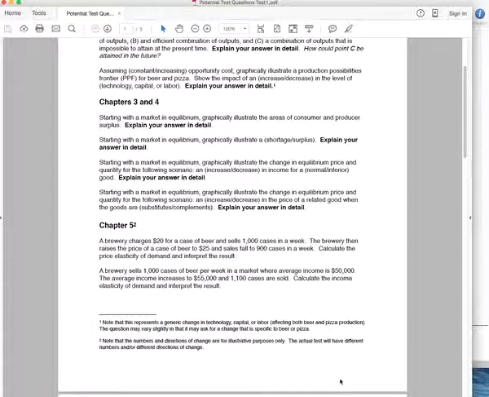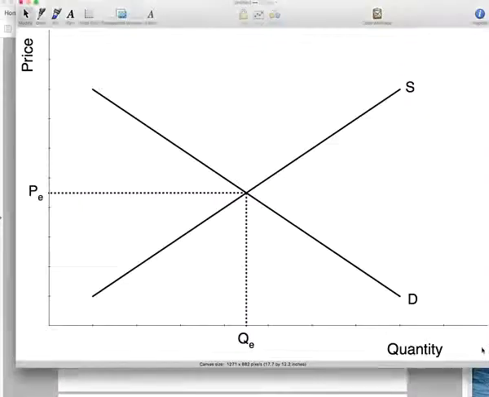So let's take a look at the scenario where we have an increase in income for a normal good. An increase in income is going to affect the demand curve. So we know the demand curve is going to physically shift its location, and we need to know which direction it's going to shift in. If we have an increase in income for a normal good, that is going to cause the demand curve to shift to the right. There's a positive relationship between demand and income for a normal good.